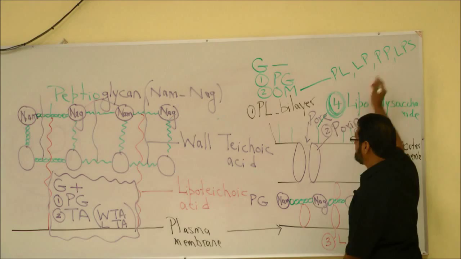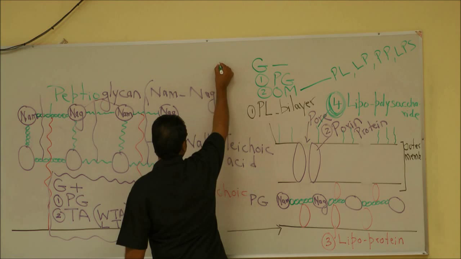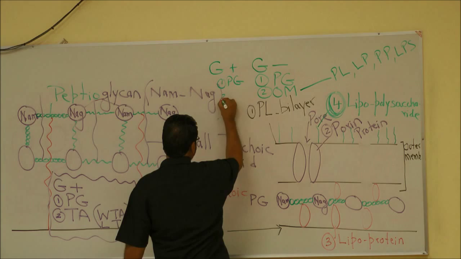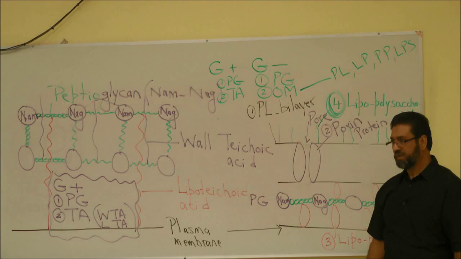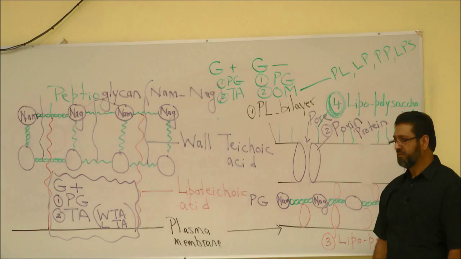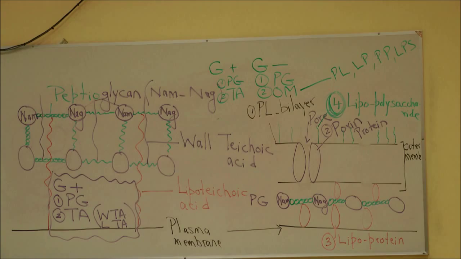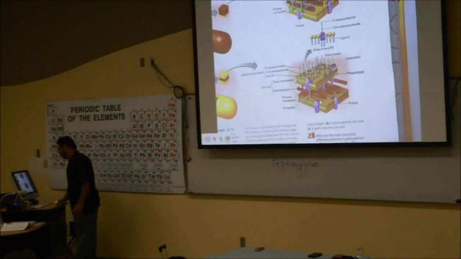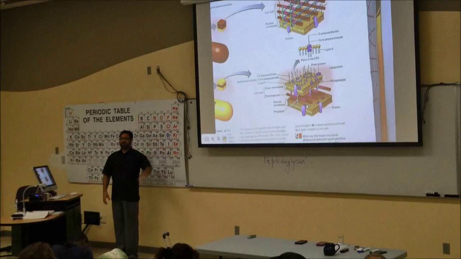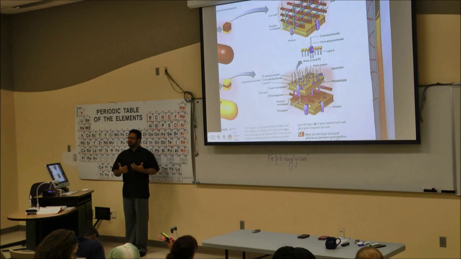Okay, so that's what you need to know about the gram-positive and gram-negative. Gram-negative cell wall, two things. Gram-positive cell wall, two things: PG, and number two, TA. LP is lipoprotein. So memorize the chemical composition. Don't worry about the diagram. Okay? Gram-negative cell wall, gram-positive cell wall.